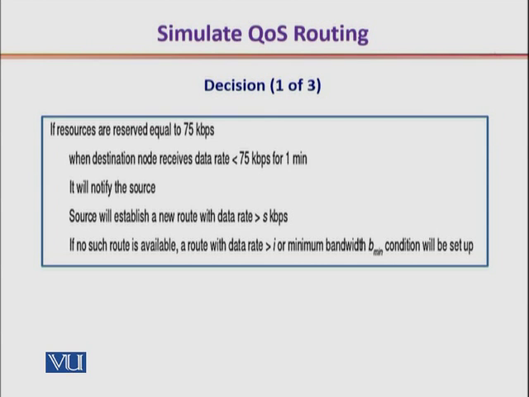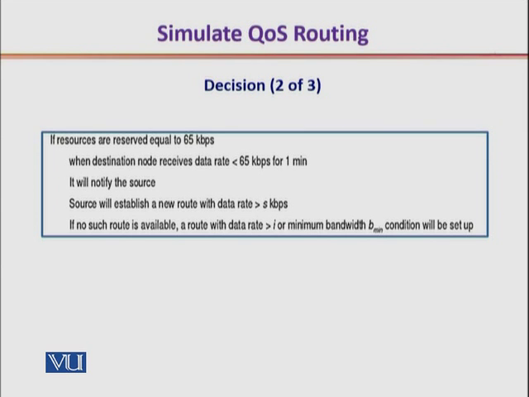Since 75 kilobits per second has not been achieved, the value of S is going to be now 65 kilobits per second. If no such route is available, a route with data rate more than I or minimum bandwidth will be set up. These are going to be the other two conditions.